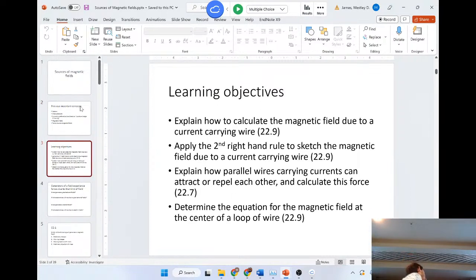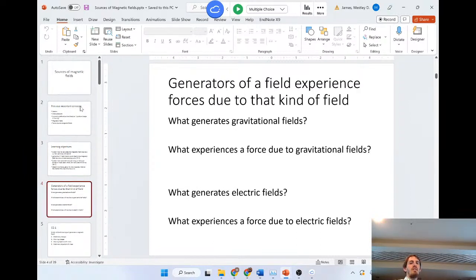In this week's step that we'll finish up next week, we are going to learn how to, this kind of gives away some of the punchlines here, calculate the magnetic field due to a current carrying wire, apply the second right-hand rule. Remember I warned you all there's like 3.5 right-hand rules. You got one down, 2.5 to go. Explain how parallel wires carrying currents can attract and repel each other, given this force, and determine the equation for the magnetic field in the center of a loop of wire. All right, fun.